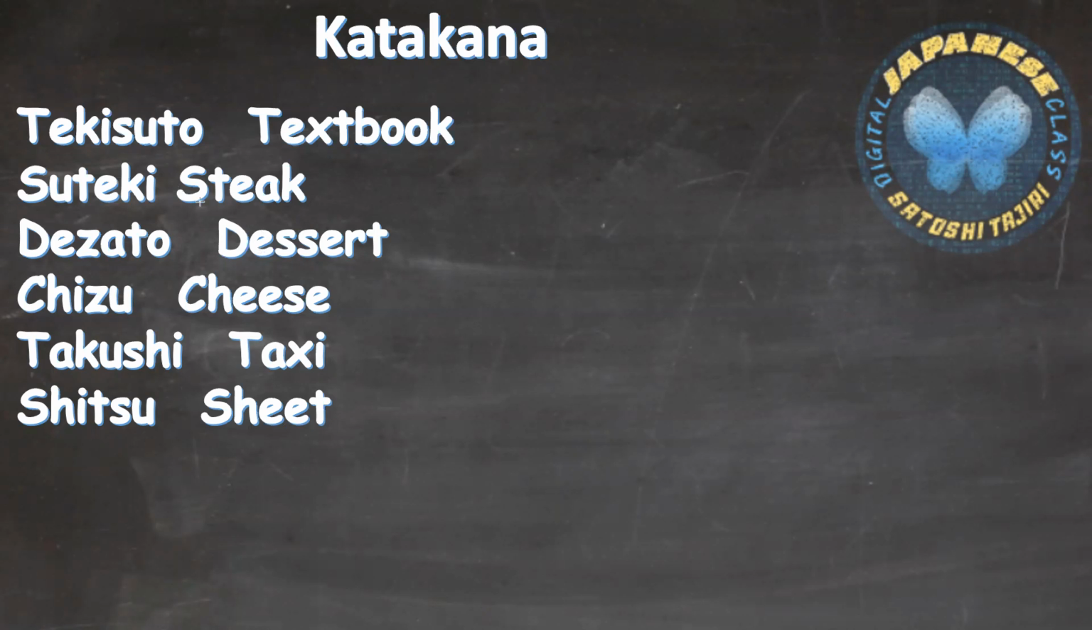So words should be, so we have our suteki, follow with our long line here, we have desato. Next is we have our chizu. Then we have our takushi. Then we have our shitsu. Okay, so go ahead now. Let's try to answer it together.